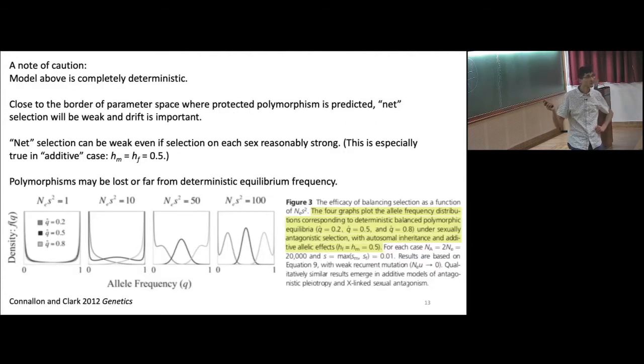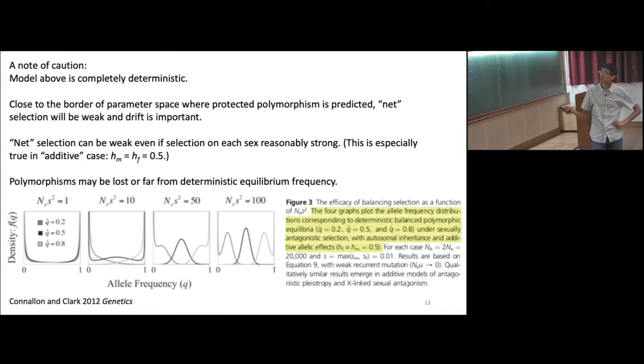Okay, so I want to make one note of caution. The model that I've talked about before is a simple, completely deterministic model. If you build genetic drift into that model, which Tim Connallon and Andy Clark have done a few papers on, you will find that even though you're supposed to maintain a polymorphism, and in some cases you can work out that there's a stable interior equilibrium at some particular allele frequency, because of genetic drift you may drift away from that, and in fact, you might reach fixation.